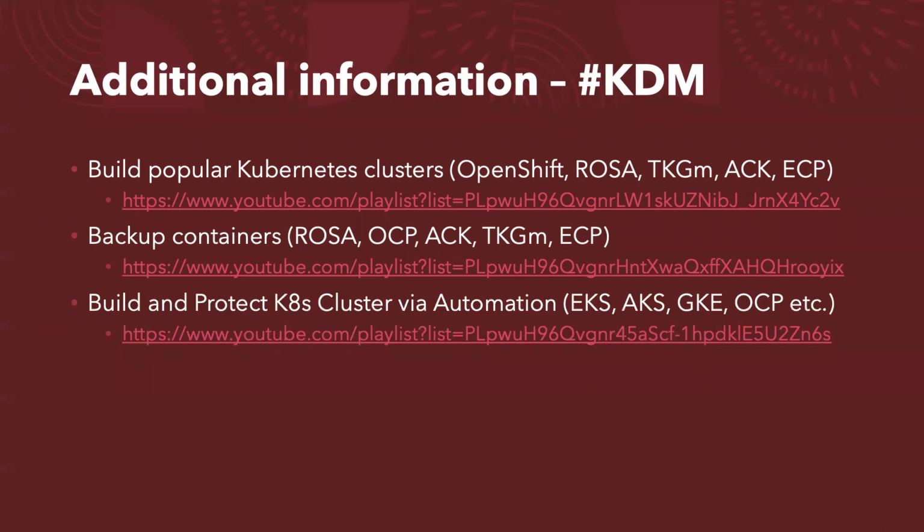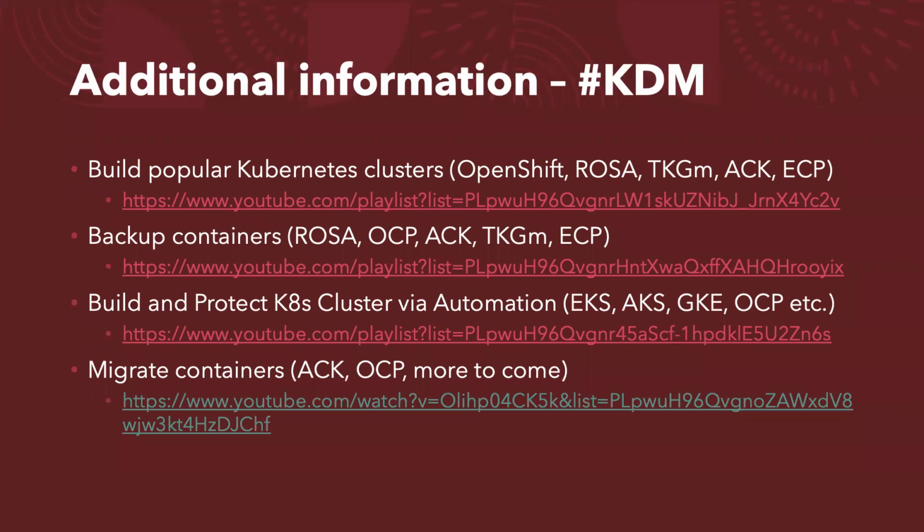And on the last page, I mentioned how to build and protect the Kubernetes cluster by automation: EKS, AKS, GKE, OCP. And last but not least, if you're interested in how to migrate containers, I have an existing one from Alibaba Cloud, how to migrate containers from on-premise Kubernetes to Alibaba Cloud ACK. And right now, I'm recording how to migrate from one OpenShift cluster to another OpenShift cluster running a different version, from a higher version to a lower version. And more to come, I will create more videos.